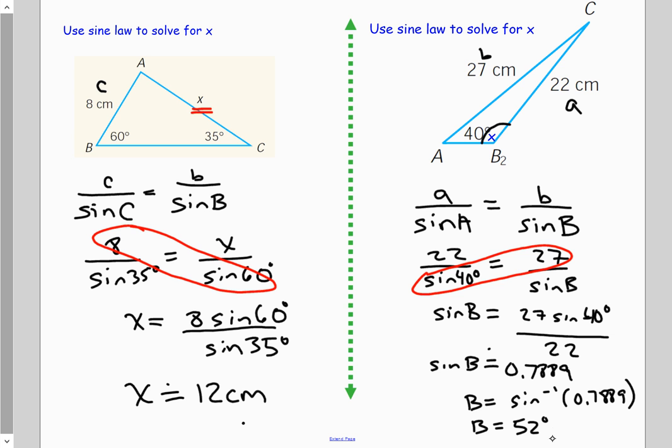So if I want an obtuse angle, I need to calculate 180 degrees minus 52, which gives me 128 degrees. So 128 degrees is the answer to the question, not 52. But we use the 52 as the related acute angle to find the obtuse angle that answers the question.